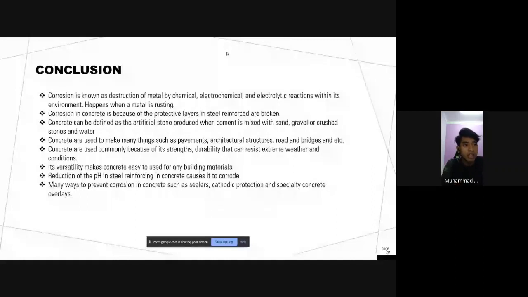Reduction of the pH in steel reinforcing in concrete can cause it to corrode. There are many ways to prevent corrosion in concrete, such as sealers, cathodic protection, and specialty concrete overlays.